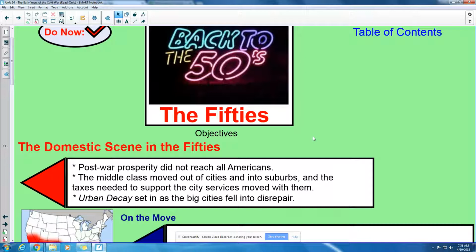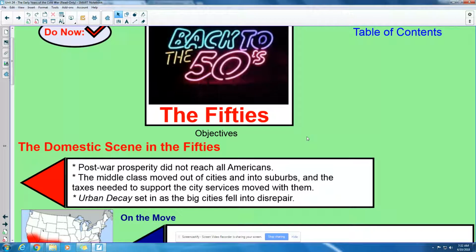Well, we know that in the post-war period, after World War II, this was a prosperous time for America. America as a whole was doing very well. But like in previous economic booms, this prosperity does not reach all Americans. The middle class, those who are accumulating money, are going to be moving out of the cities. They're going to be moving into suburbs and building wealthier communities with larger houses and larger lawns. And the taxes that these people pay move out of the cities with them.